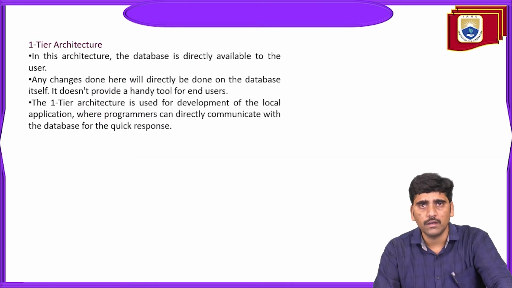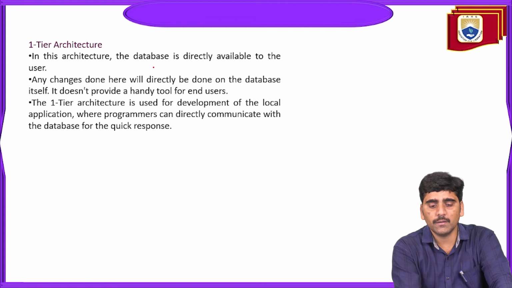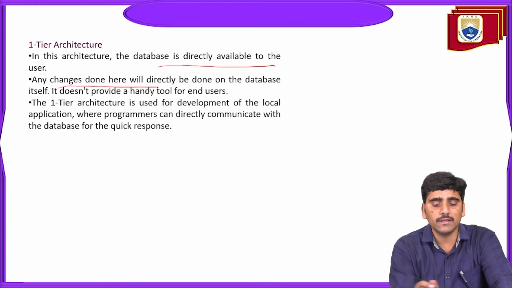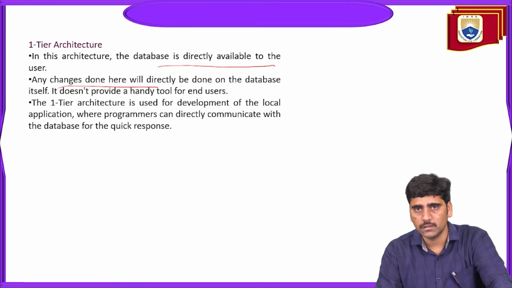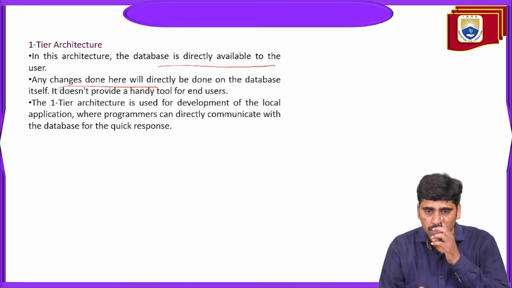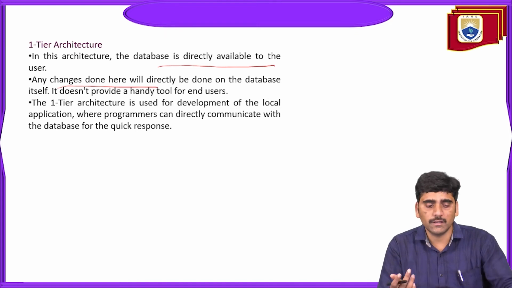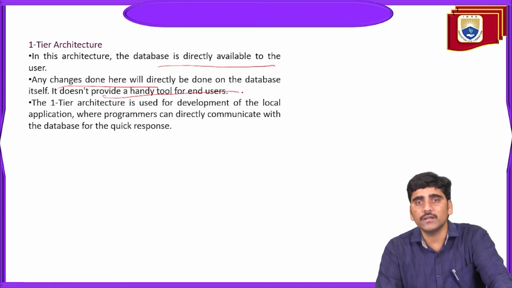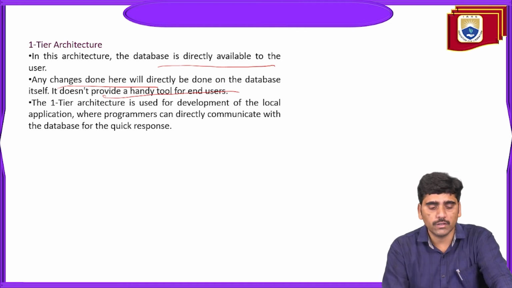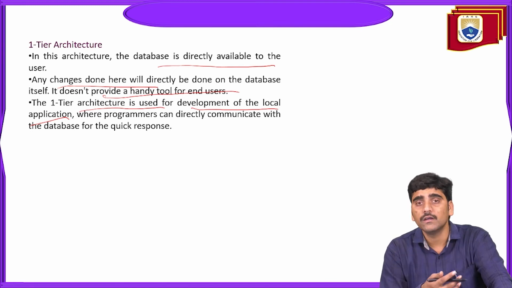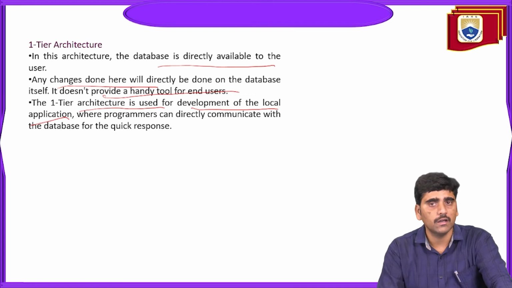In this architecture, the database is directly available to the user. Any changes done here will directly be done on the database. Whatever queries we write are directly communicated to the database, which gives the result itself. It doesn't provide any handy tool for end users, and it doesn't have any third person or third role. The one tier architecture is used for development of local applications, such as creating tables and creating databases.